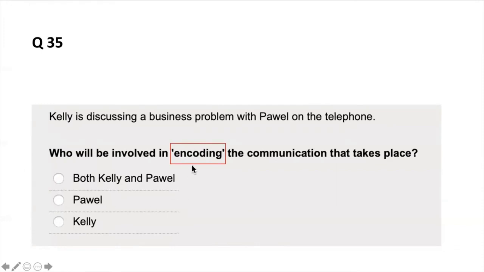So encoding, just to make sure we know the theory, is the process of turning thoughts into communication. Since they are discussing, which is another important word here, they are both encoding. The encoder uses a medium to send the message, so they're discussing, they're talking. That's the medium. It could be a face-to-face meeting, but since they are discussing, both of them are encoding. If it was only Powell listening, then it would have been different, but now they're both discussing. So who will be involved in encoding? Both of them are, and the answer is Powell and Kelly.